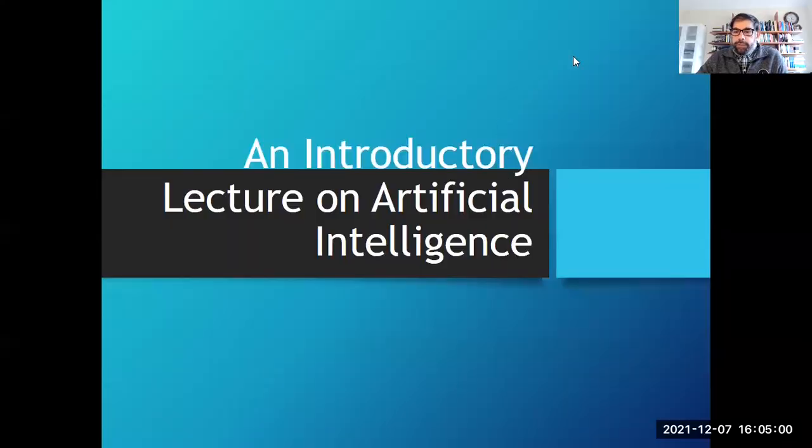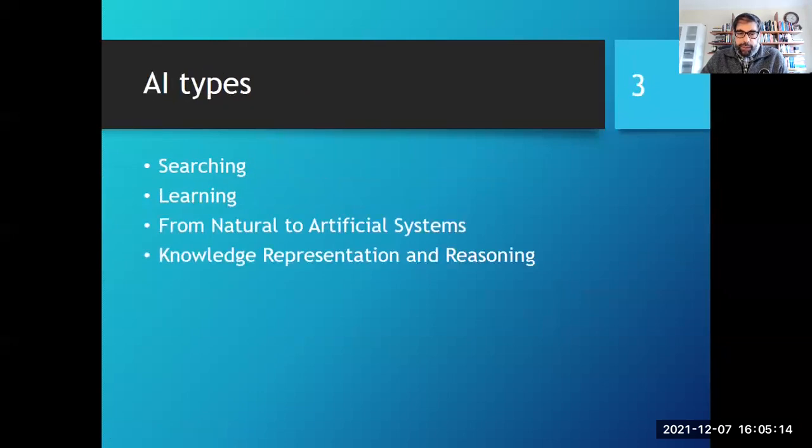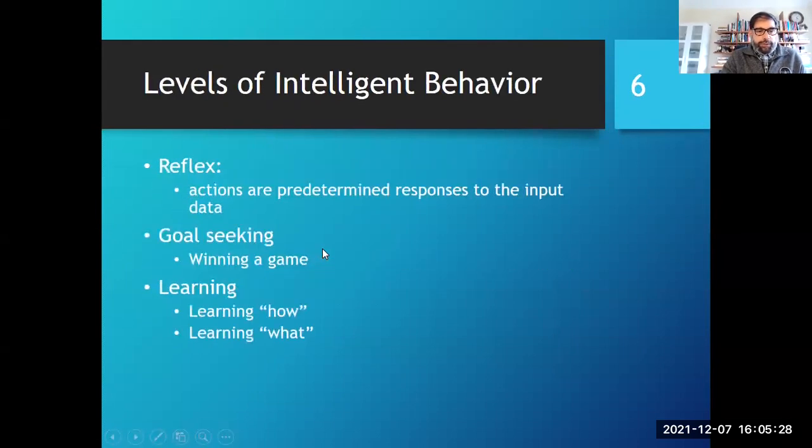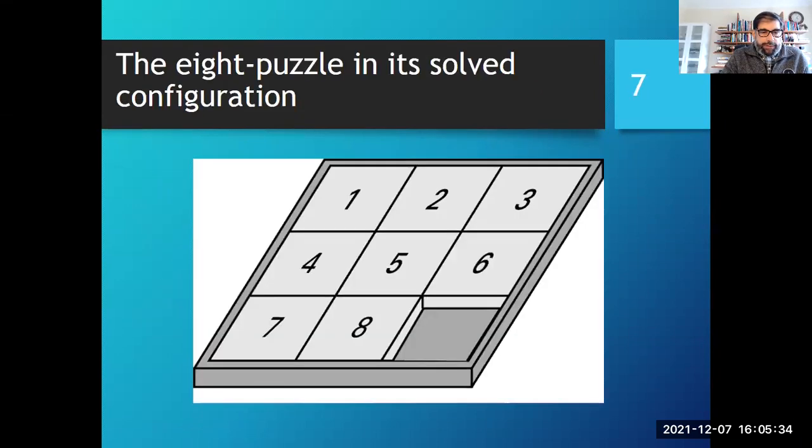All right, so we'll be talking about neural networks as well as heuristics. We have already covered some topics. For example, we have talked about the types of AI. We've talked about two components of AI, which includes perception and reasoning. We have also talked about levels of intelligent behavior, which include reflex level and goal-seeking level and learning level.